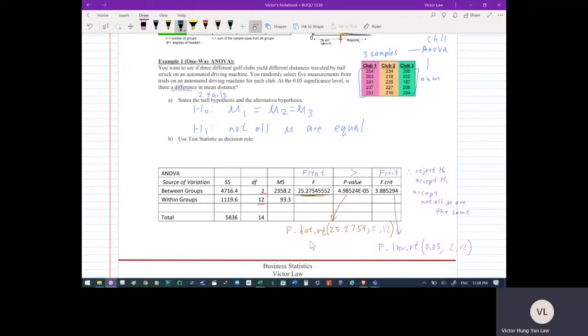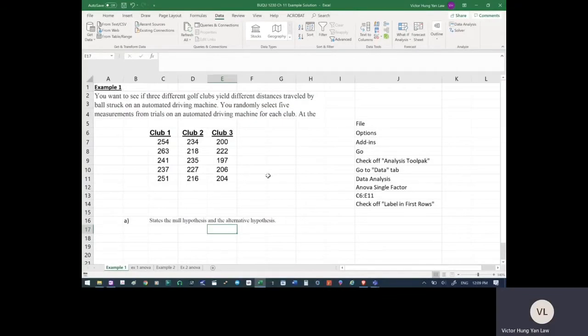This is the ANOVA table generated from Excel. I'll show you how to run the ANOVA analysis in Excel. In this question, we're given the 3 clubs and the data sets here. We'll follow these steps. We click on File, Options, Add-ins, then press Go, and check off Analysis ToolPak. Our first step is to enable Data Analysis in Excel.